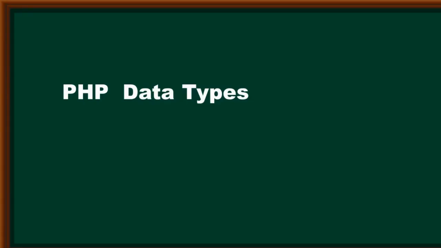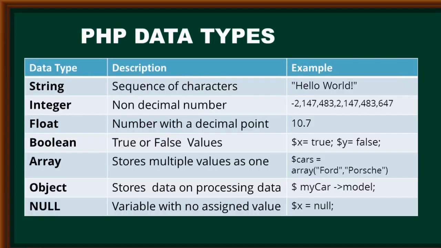Hello and welcome. In this lecture, I'll be explaining some PHP data types. Variables can store data in different types, and different types of data can do different things based on their data types. So let's take a look at the basic data types that PHP supports. This is a table showing you some common PHP data types. I'm just going to run through them briefly.